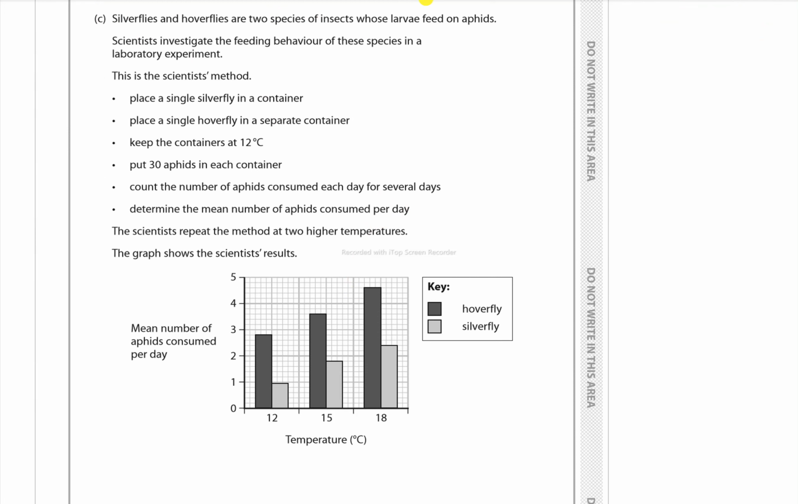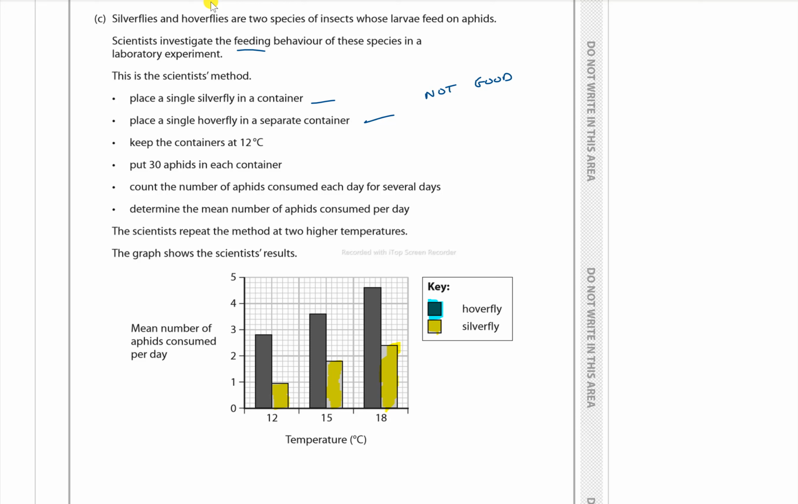Right, silverflies and hoverflies. So here you've got a hoverfly which is dark, and then you've got a silverfly which is light. So these yellow ones are our silverflies now. So this is what they did. They wanted to check the feeding behavior. So they placed a single silverfly, single hoverfly. So that straight away tells you not good, because you need lots.